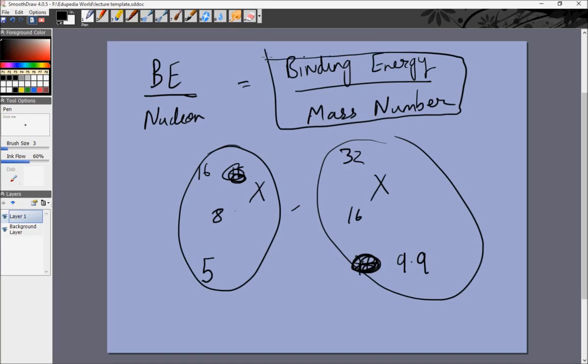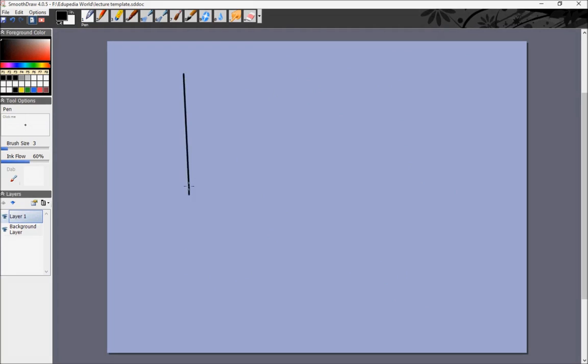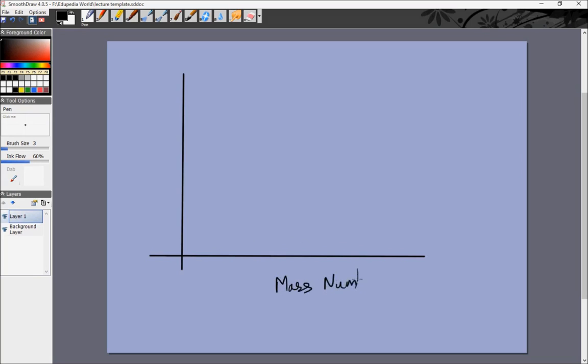And the general curve of binding energy per nucleon is quite interesting. I'll just draw the approximate curve. This is the mass number, and this is the binding energy. It generally goes something like this.